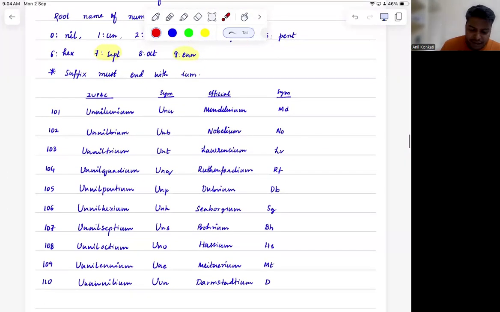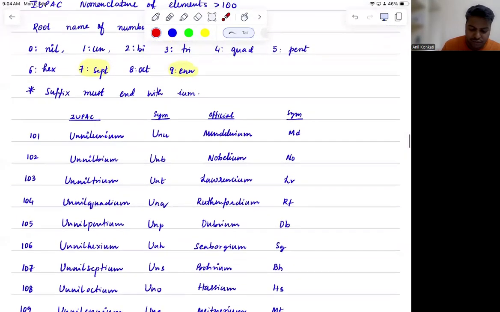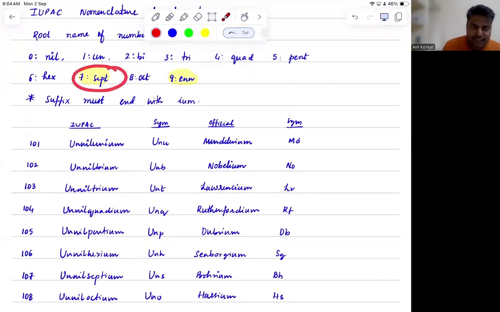Mainly students make mistakes in these two cases while writing 7 and 9. So just be careful with that. 7 means sept, 9 is enn. Not non or something, it is enn. 4 is quad, the rest you all know.